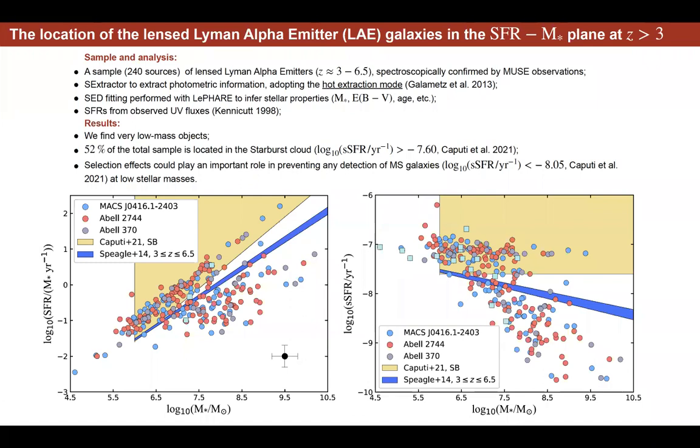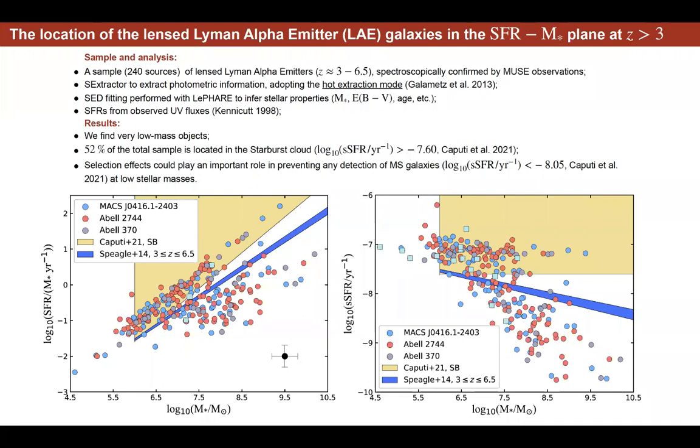I show you in yellow the starburst cloud as proposed by Caputi and collaborators, where the starburst galaxies are all those galaxies with the specific star formation rate greater than 10 to the minus 7.6. And in blue, I show you the evolution of the Speagle main sequence prescription at redshift between 3 and 6.5. As you can see here, we are able to trace star formation down to 10 to the 5.5 solar masses.